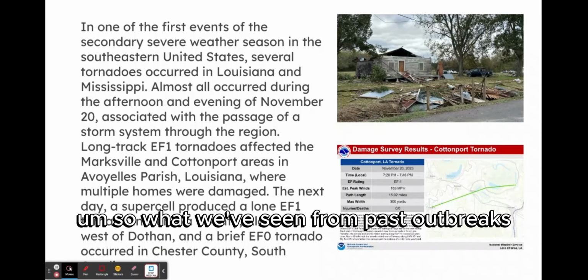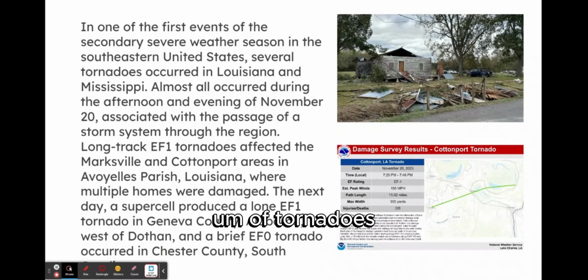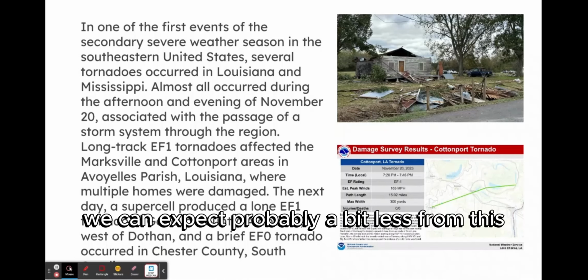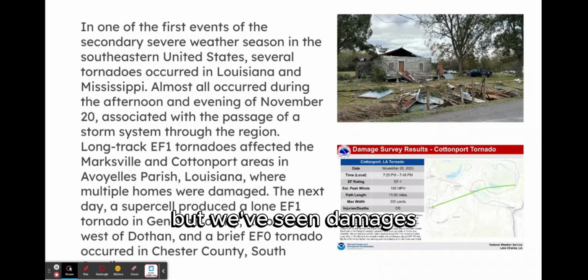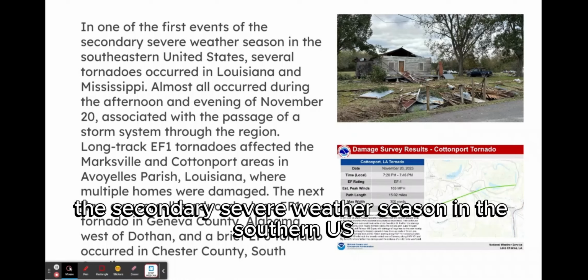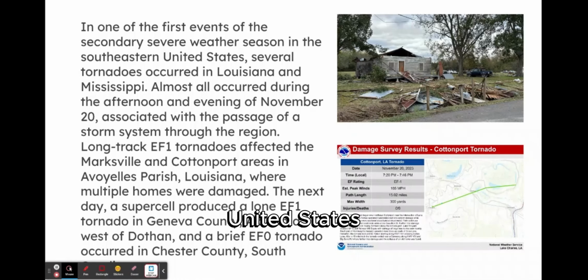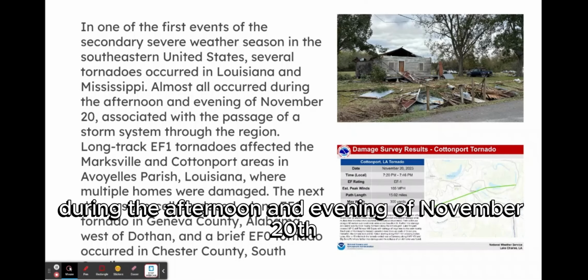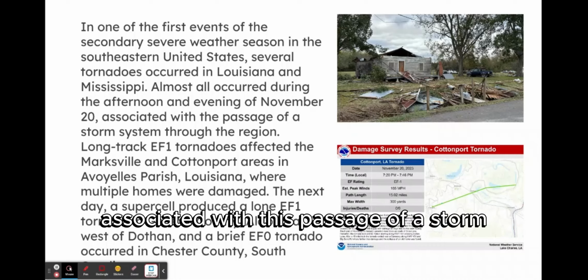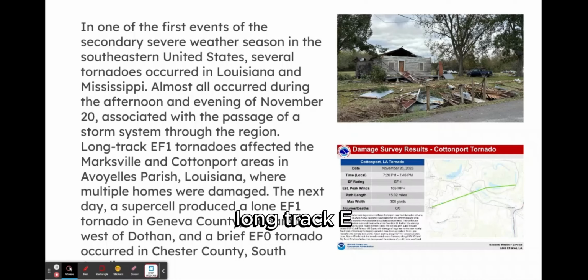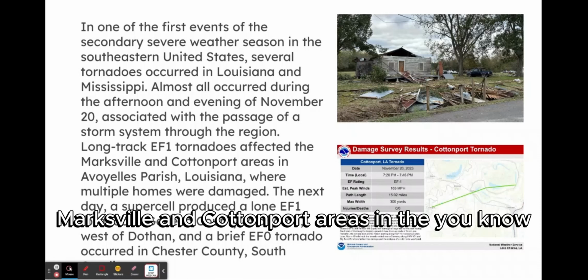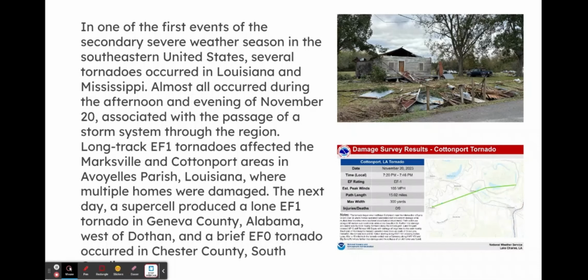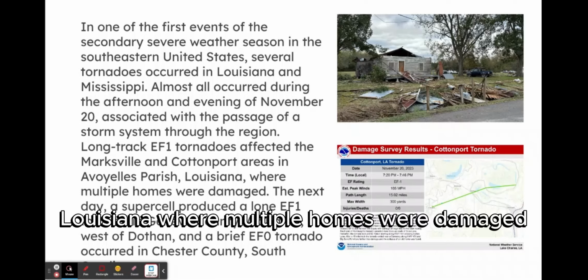So what we've seen from past outbreaks of tornadoes, we can expect probably a bit less from this, but we've seen damages. This is not from a while ago; it's from November 20th of this year. In one of the first events of the secondary severe weather season in the southern United States, several tornadoes occurred in Louisiana and Mississippi. They occurred during the afternoon and evening of November 20th, associated with the passage of a storm system through the region. Long track EF1 tornadoes affected the Marksville and Cottonport areas in Avoyelles Parish, Louisiana, where multiple homes were damaged.